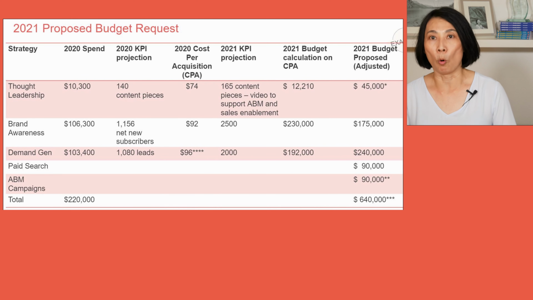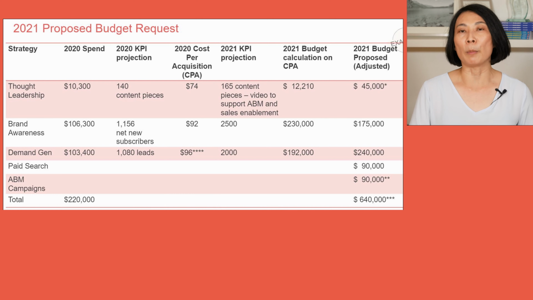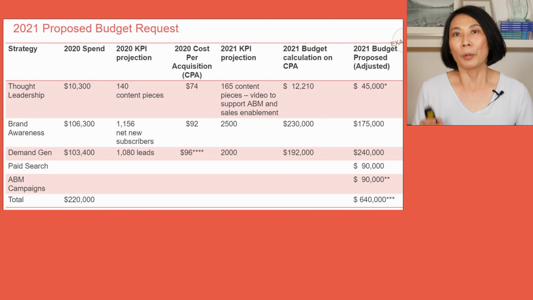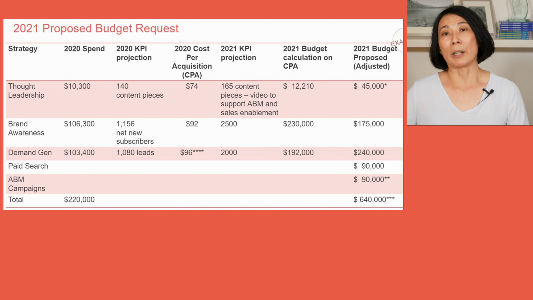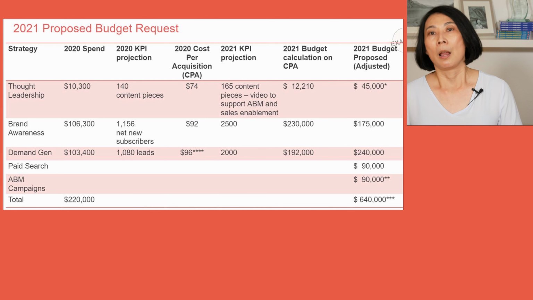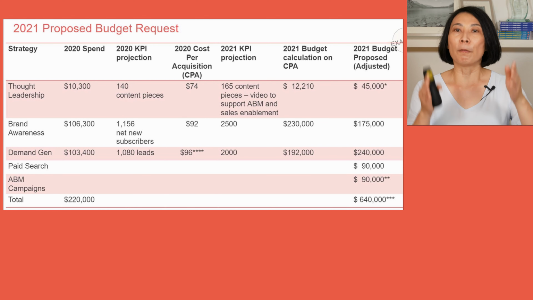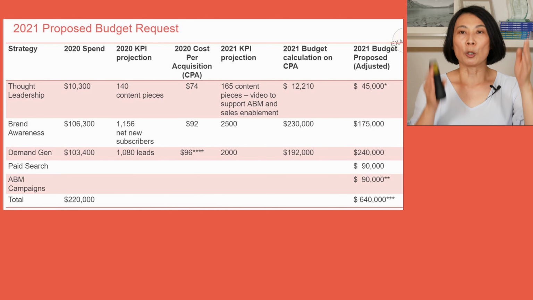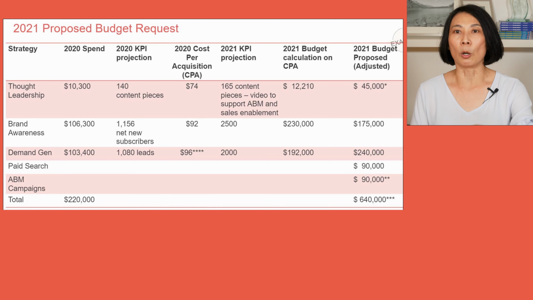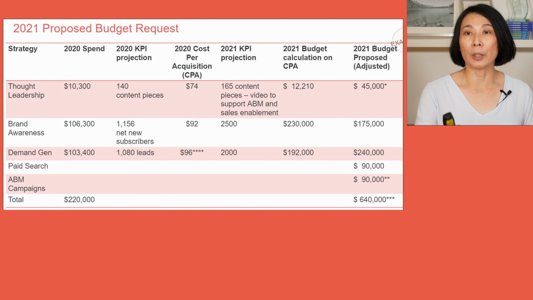So when you have information like this, you can use this information to calculate cost per acquisition, and then use cost per acquisition to project the budget that you need for 2021. Does that make sense? So if you look at this specific slide, right? We take the 2020 information, which is your 2020 spend in the second column, and the KPI projection for the third column.